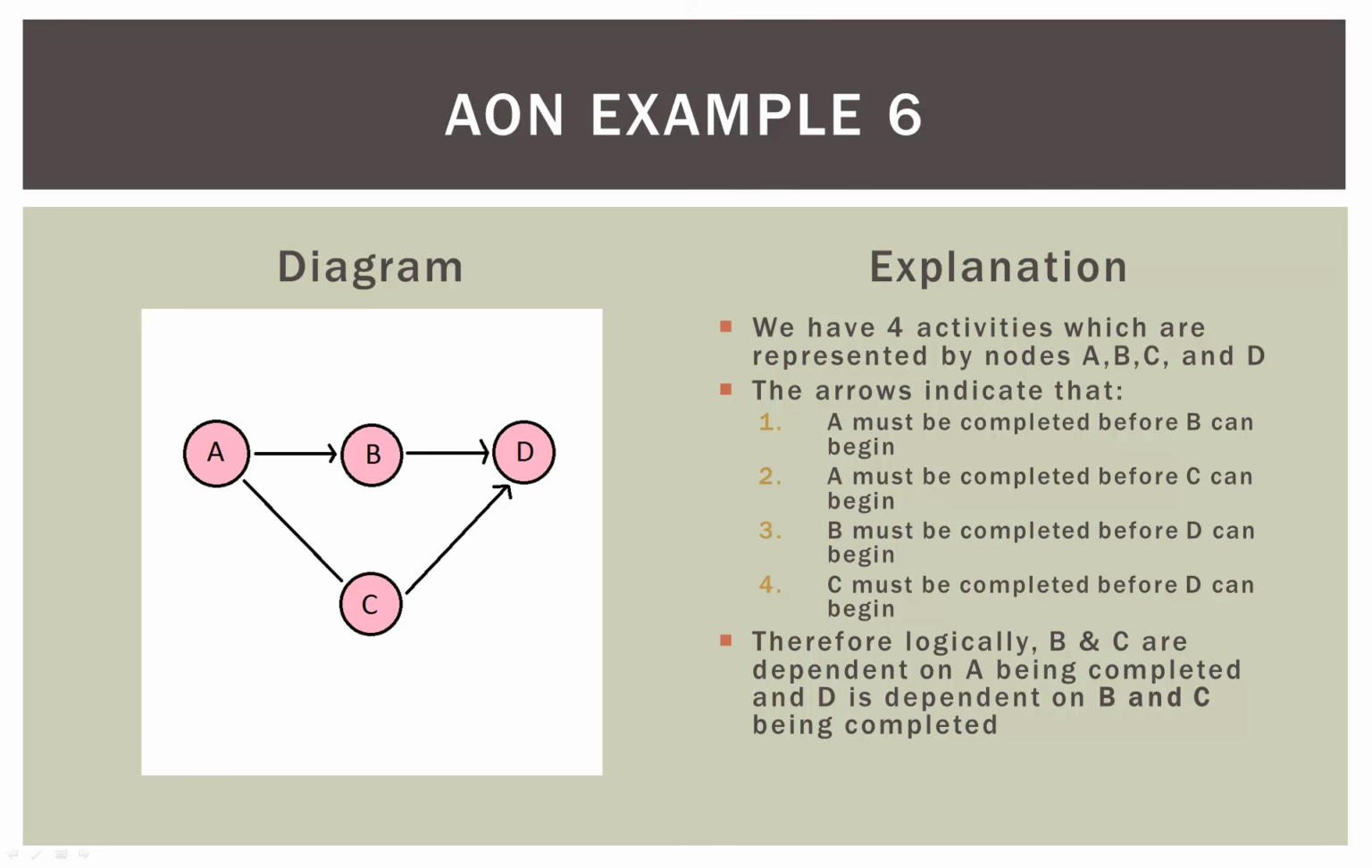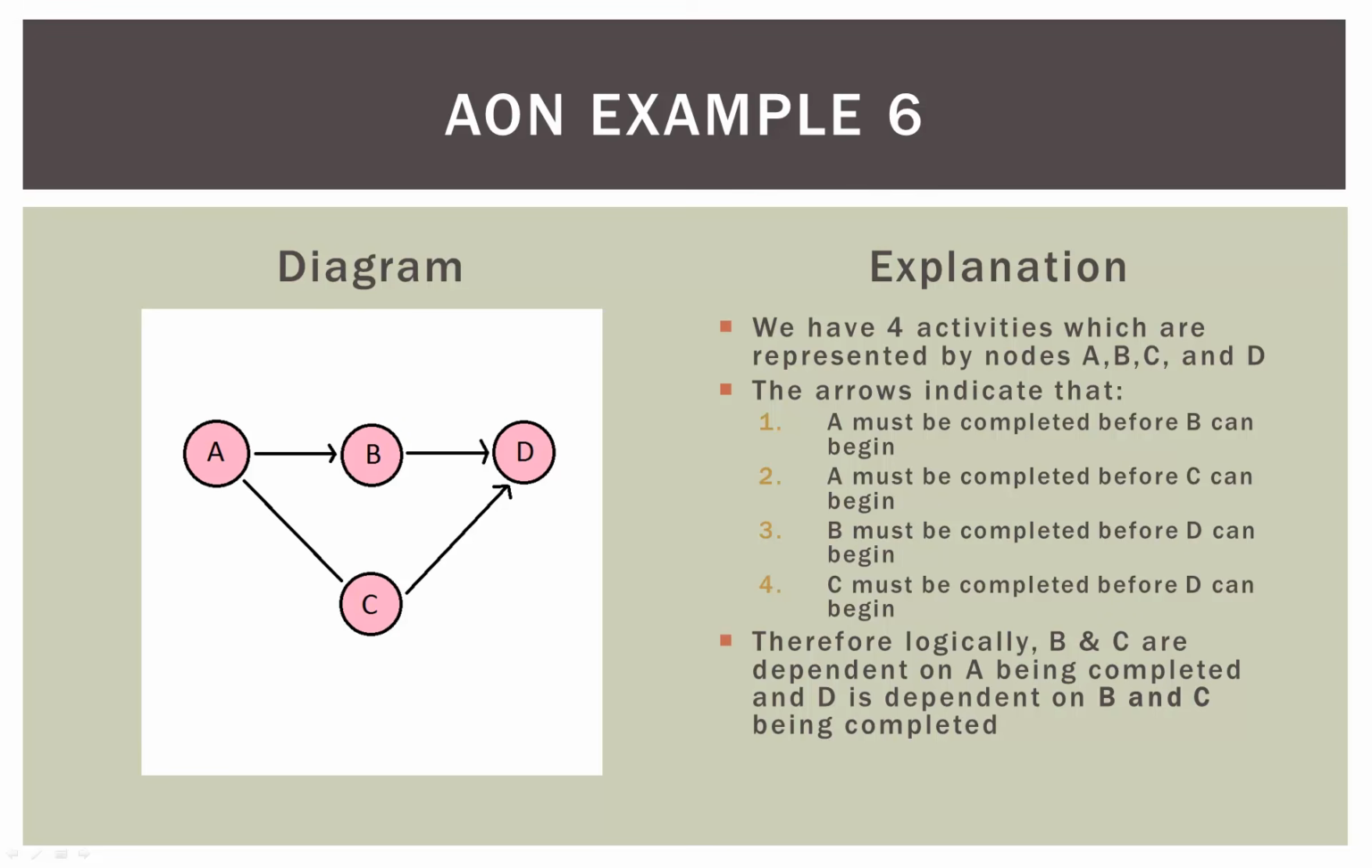And finally, we have example 6. So we have our same 4 activities, A, B, C, and D. And of course, A must be completed before B can begin. A must be completed before C can begin. So that's there towards the bottom. B must be completed before D can begin. That's our arrow from B to D. And of course, C must be completed before D can begin.